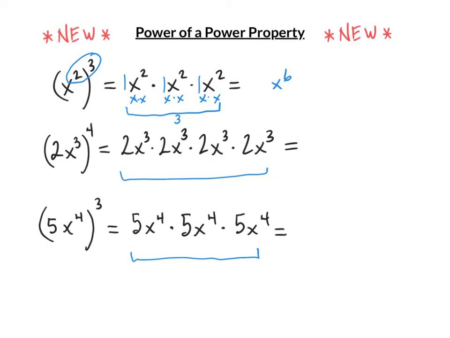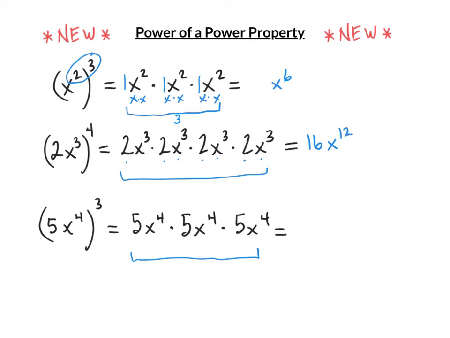2x cubed to the 4th power. Notice it's 2 times 2 times 2 times 2, which is 16. And we have x cubed, x cubed, x cubed, and x cubed. Add all those up because we're multiplying. When we multiply, we add our powers. And 3 plus 3 plus 3 plus 3 is 12. That's x to the 12th.